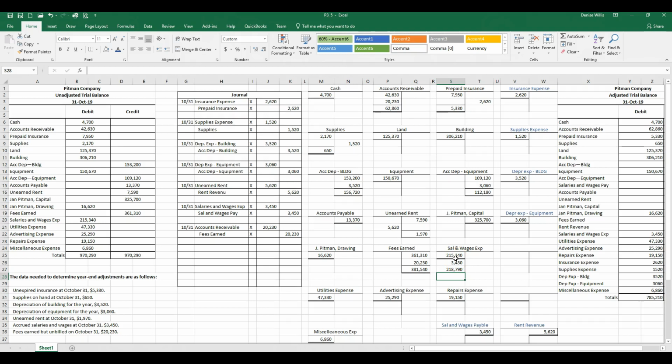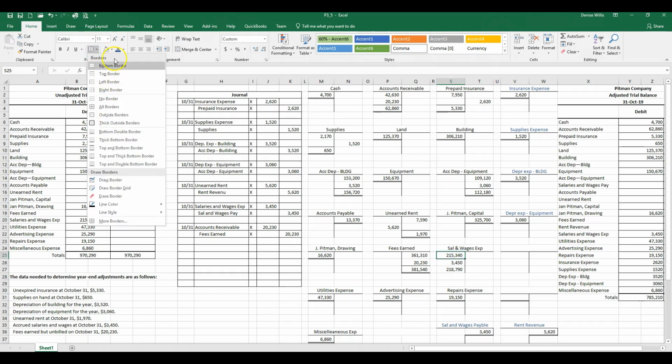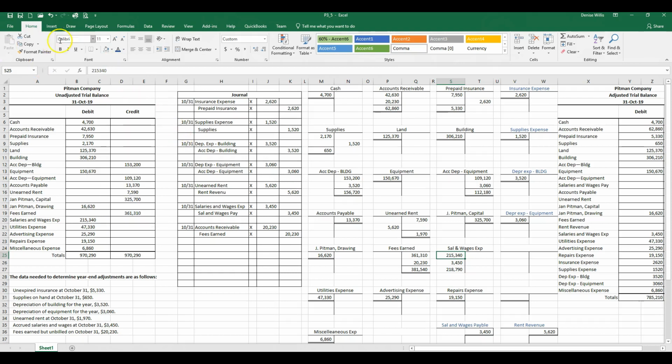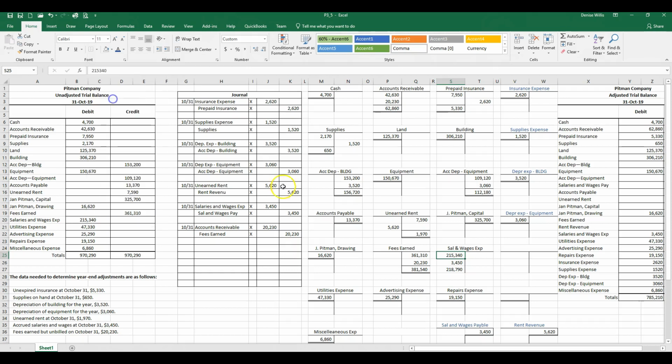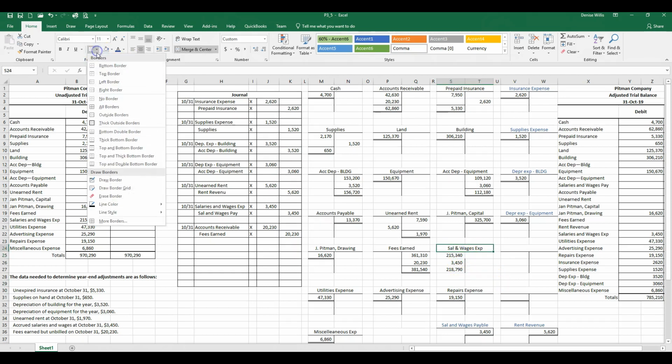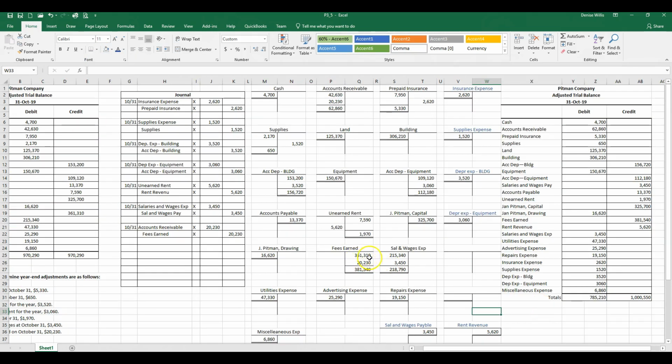Let's see here. We don't need that double underscore. You get to listen to me talk about all this. No bottom border there. Not that. Wrong one again. No. I knew that was going to mess that up. Okay, let me put the bottom border back on that one. Okay, there's no need for you to listen to me talk about borders. I went ahead and fixed it right here. Salaries and wages expense. Let me put the updated amount in here.